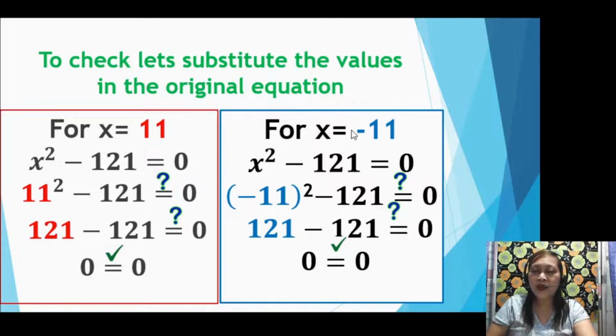Now let us proceed to if our x is equal to negative 11. Same process, we will replace the value of x with negative 11. So negative 11 raised to 2 minus 121 is equal to 0. Negative 11 raised to 2 is negative 11 times negative 11, that is 121. 121 minus 121 is equal to 0. So since both sides are 0, negative 11 is a solution.